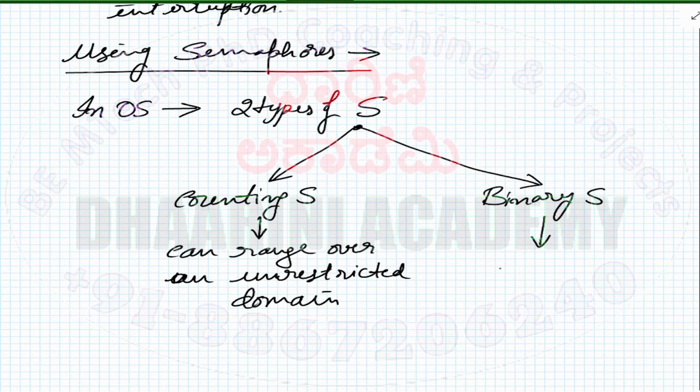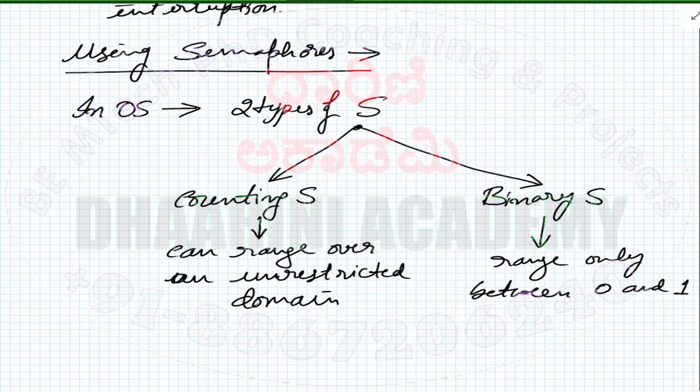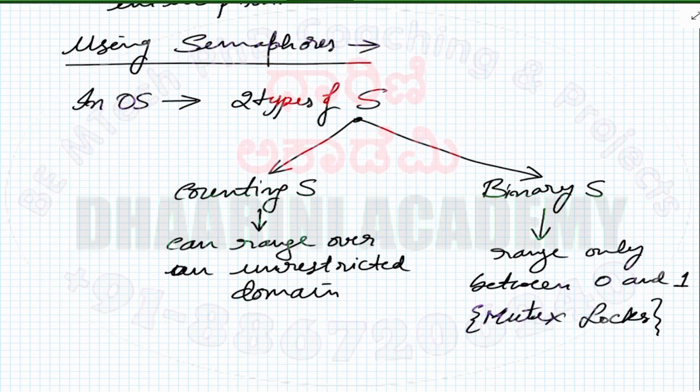So it can range only between 0 and 1. Okay, so the same definition may look different in a different textbook. Normally binary semaphores are also called mutex locks. Locks will have two states, lock or open, right? Maybe a lock is indicated by 1 and open is 0, or vice versa. So I just write here that name, this is called mutex locks. Some textbooks and some systems will follow this kind of notation.